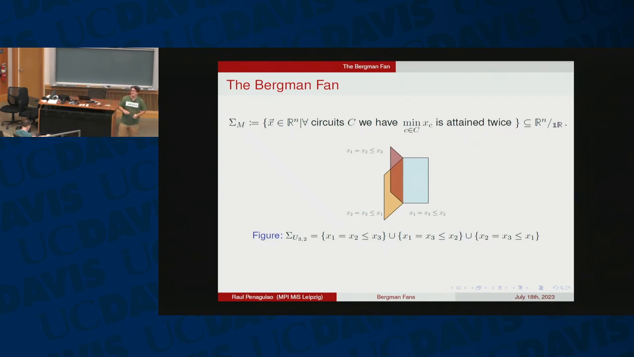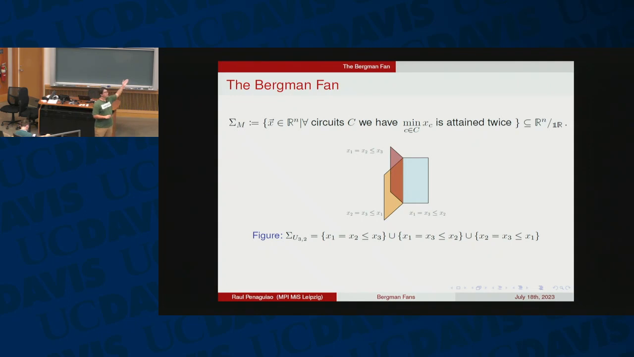And a point is in the fan if for any cycle, I'm now going to mull over this condition, you look at the weights of the vector corresponding to this cycle, and the minimum is attained twice in these weights. Kind of reminiscent from this problem that we saw in the first few slides of the talk, and it's perfect because this fan will allow us to model this problem. That's exactly the intention.